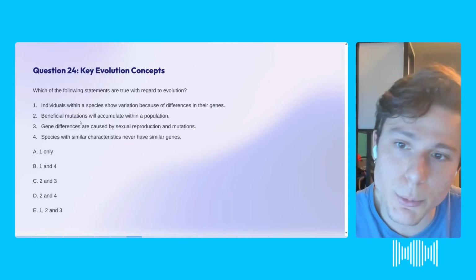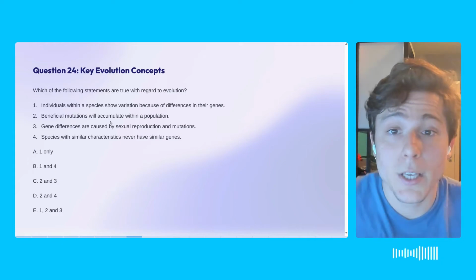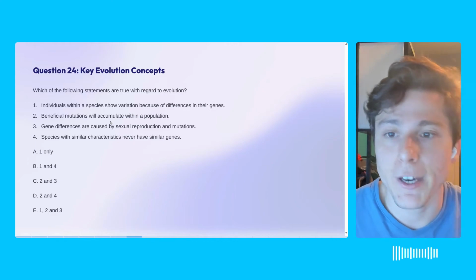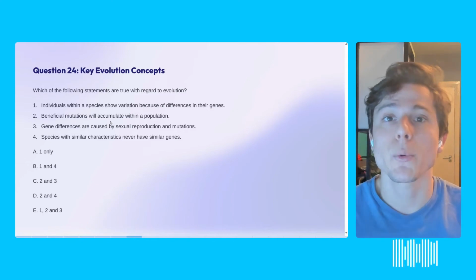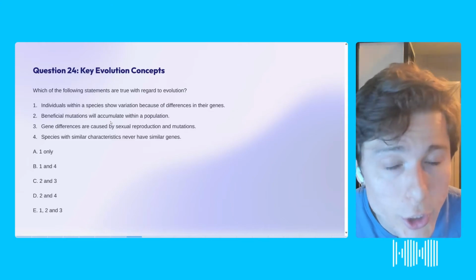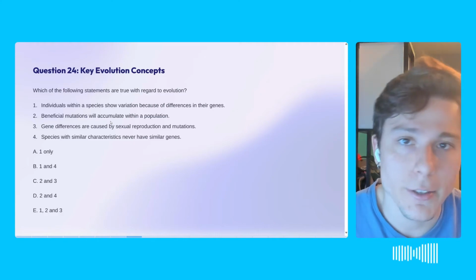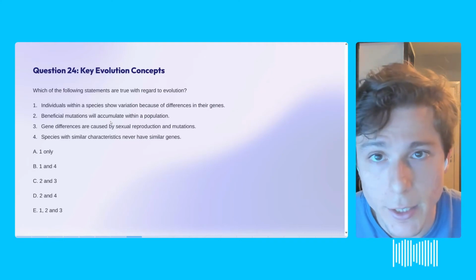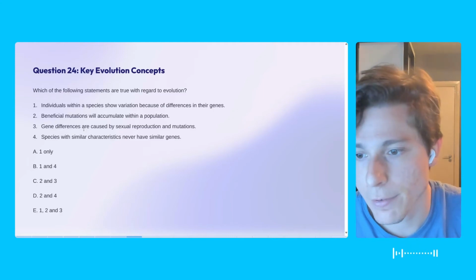Second one, beneficial mutations will accumulate within a population. Perfect. Evolution, basically, is just a result of several mutations that we can find in our bodies. Some of them are good, so they are maintained because they're an advantage for that individual, so that individual will survive a little bit longer and will reproduce and spread that characteristic. And some of these mutations are bad, and unfortunately this individual will probably die sooner than it should. So only the good mutations will survive.